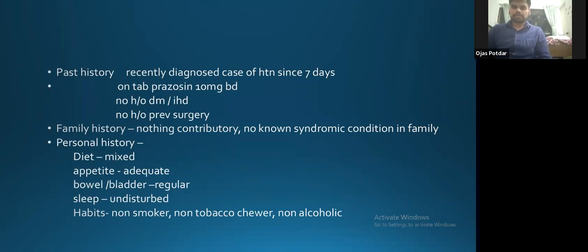Based on the current history, past history and family history, these complaints could be related to either cardiac issues, because the patient has hypertension and palpitations; second, anxiety neurosis; and third, pheochromocytoma, an adrenal lesion, or maybe a paraganglioma.